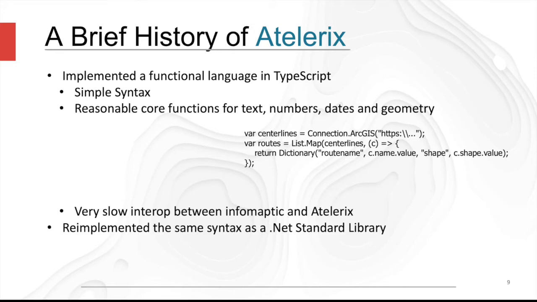But we ran into a problem. There was very slow interop between Infomaptic and Atelerix. We were running Atelerix in Node, and Infomaptic is a .NET app. So we had to move a lot of data back and forth between .NET and Node. And it ended up being pretty slow when you needed to do that several times. So we re-implemented this using the exact same syntax, but in a .NET standard library.